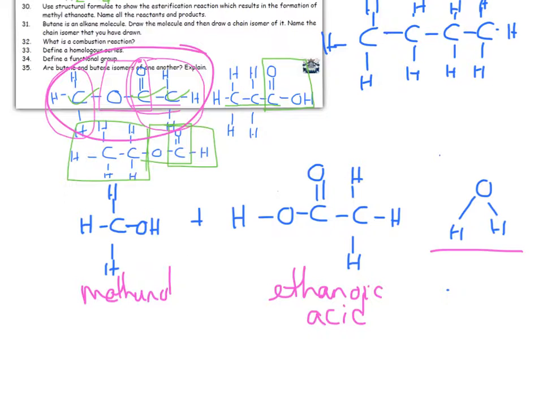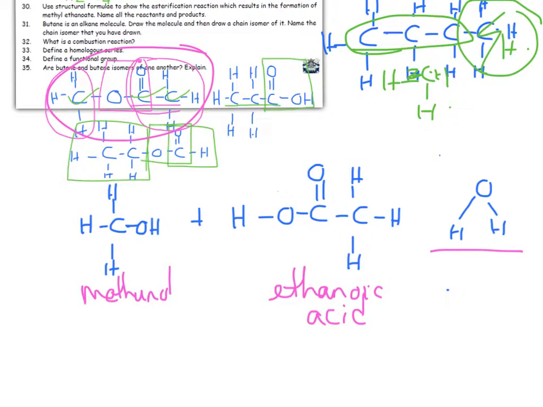If I want to create a chain isomer, I'm just going to pick up that methyl group, let's say over there, pop it over here, and make that a hydrogen, and I land up then with methyl propanoate, because I've now only got a 3 carbon chain. What is a combustion reaction?